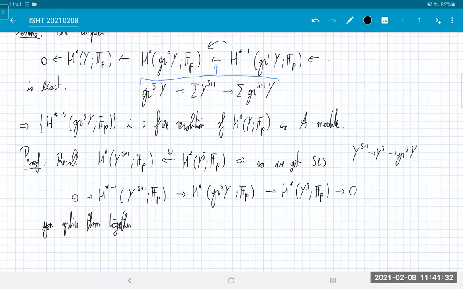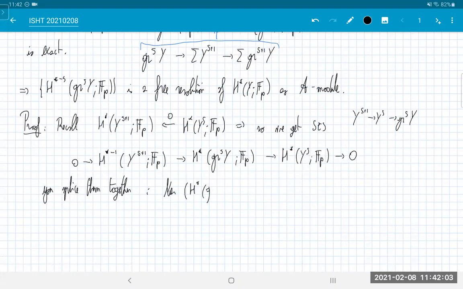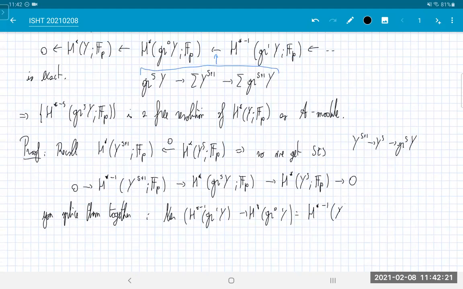So for example, the kernel of this map here is exactly H upper star minus one Y one, which is exactly the image of the kernel of this map, which is H upper star Y0. No, it was right. So for example, the kernel of H upper star graded 1 to H upper star graded 0, sorry, there is a minus 1, is exactly H upper star minus 1 Y1, which is the image of H upper star graded 2 Y. So you get this resolution.